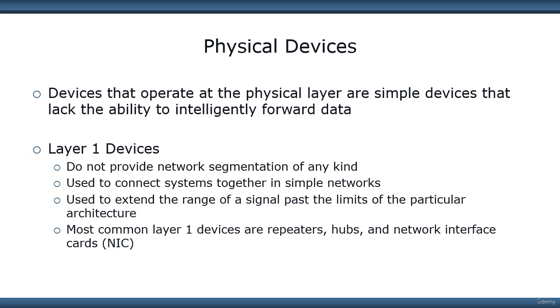So if that's the case, what's the purpose of this? Basically just to extend the range of a signal past the limits of a particular architecture. Ethernet has a hard limit of 100 meters, 328 feet. That's between the computer and the central connectivity device. So by using a central connectivity device, you can technically expand across those limits, because not only do they forward the packets, but typically they would rebroadcast the packets at their original strength. The most common layer 1 devices are going to be repeaters, hubs, and network interface cards.